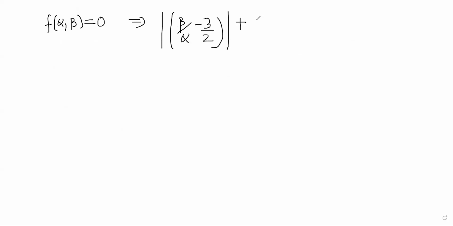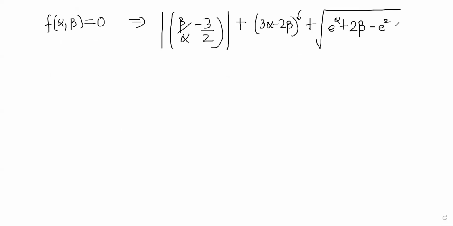So let's do that here. f(alpha, beta) equal to 0 implies we have |beta/alpha - 3/2| plus (3 alpha - 2 beta)^6 plus root over e^alpha+2beta minus e^2 minus 6 is equal to 0. So if each of these terms is 0, from here we are getting beta by alpha is 3 by 2. This is also going to give us the same thing. Beta by alpha is 3 by 2.